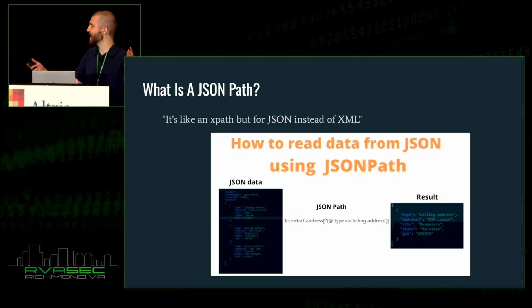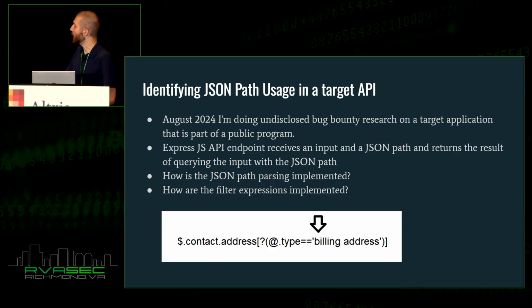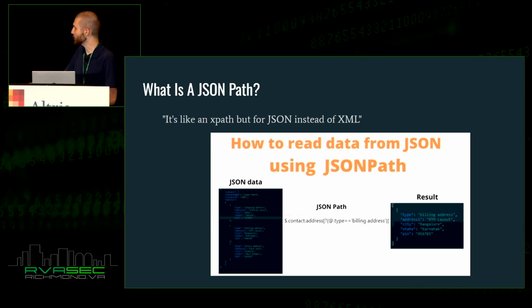If you're not familiar with XPaths, you've got an input JSON object. It doesn't matter what it says. You can't really see the text here, but it's big. And you've got a JSON path that selects some content out of it. So it gets .context.address, and then it's got this little thing here, and this is where the magic is. This is a filter expression. It selects all of the items here that have a type of billing address. And we see here, this is what the output for that would be.